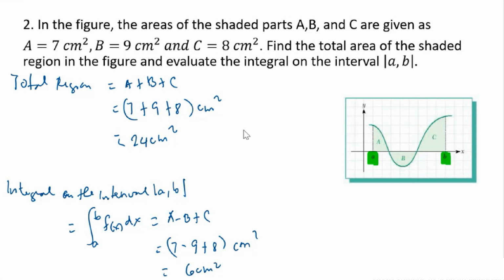So I hope you can see the difference between these two questions. The first one is asking for the total region, so add everything. But if we are asked to evaluate the integral on the interval AB, then you have to consider the position of the areas. When it is above the x-axis, then it is positive. When it's below the x-axis, you indicate there the negative sign, like what we did here for the area B.